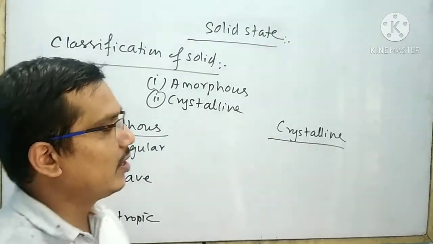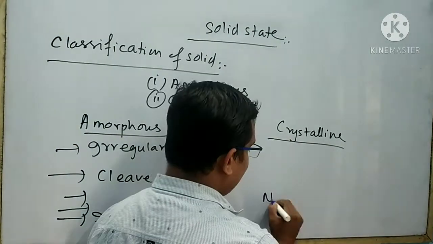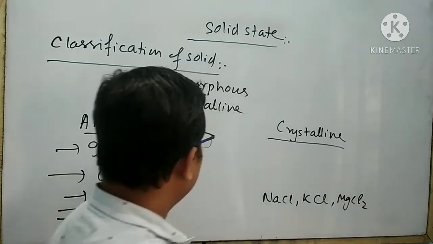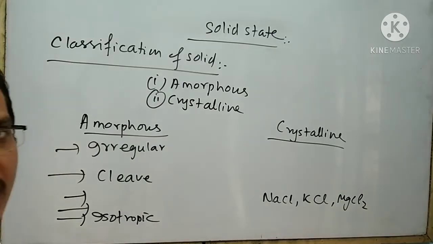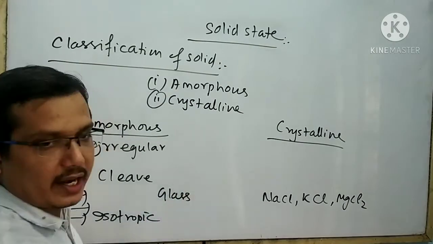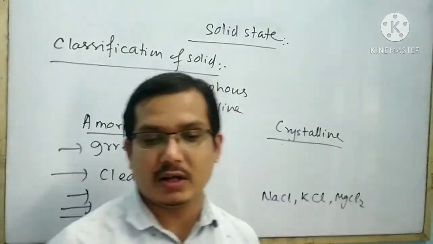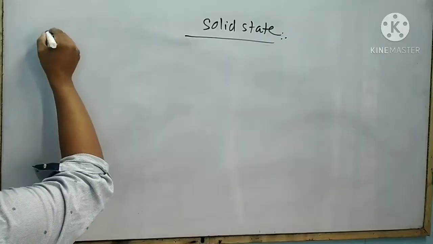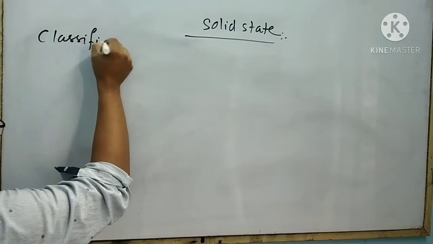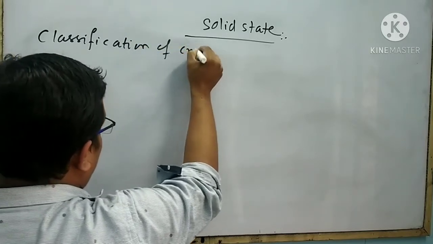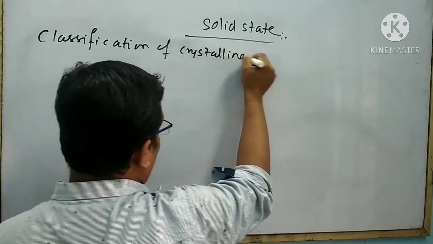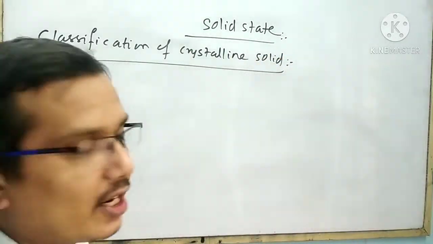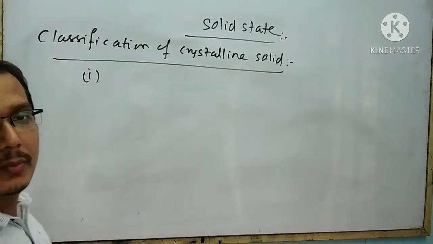Some examples of crystalline solid are NaCl, KCl, MgCl2 like this. Some examples of amorphous solid are glass, plastic, rubber, starch, protein. These are the examples of amorphous solids. Next I will explain the classification of crystalline solid. Depending upon the binding force, crystalline solids are classified into 4 types.